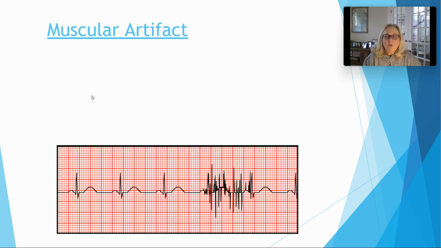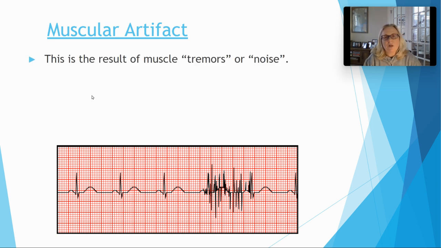All right. So this one's called muscular artifact. This is the first kind. Okay. So muscular artifact is caused by someone moving. It's a muscular tremor, or it's called noise sometimes. This literally can be if you have them on their wrist and they move their hand or they move their fingers, or they make a fist or stretch their fingers. You have it on their ankles and they flex their toes. It's going to cause this. Okay. It's literally movement of the muscle where the sticker is attached.